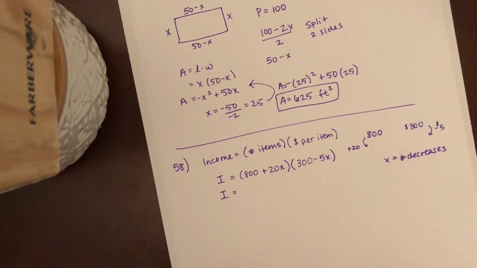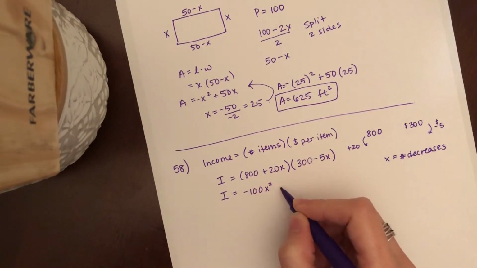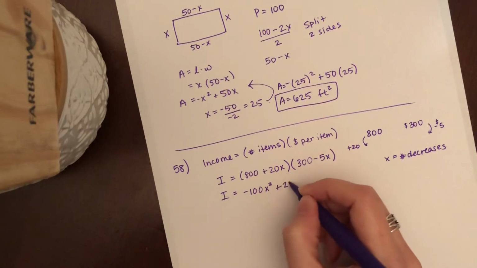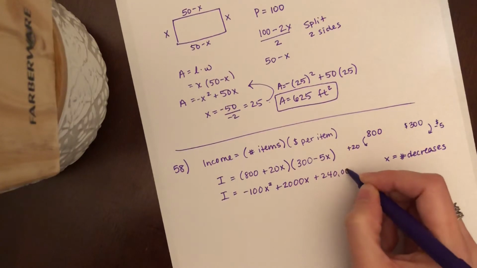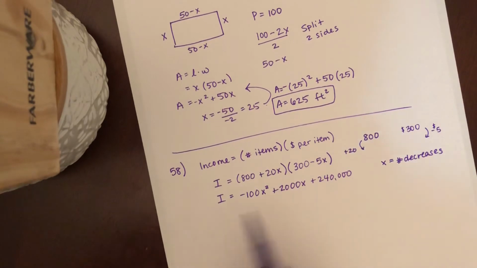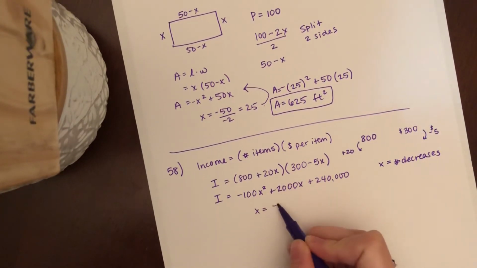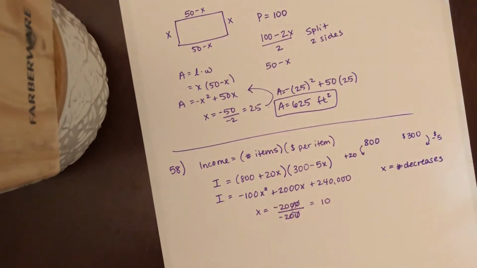You can multiply, distribute, add your like terms. We get negative 100x squared plus 2,000x plus 240,000. Okay, so this is the standard form for our quadratic. And if it's in standard form, we can use negative b over 2a. So negative 2,000 divided by negative 200. The management company should plan on decreasing the price 10 times. That's all this means, not $10. We're just decreasing it 10 times.